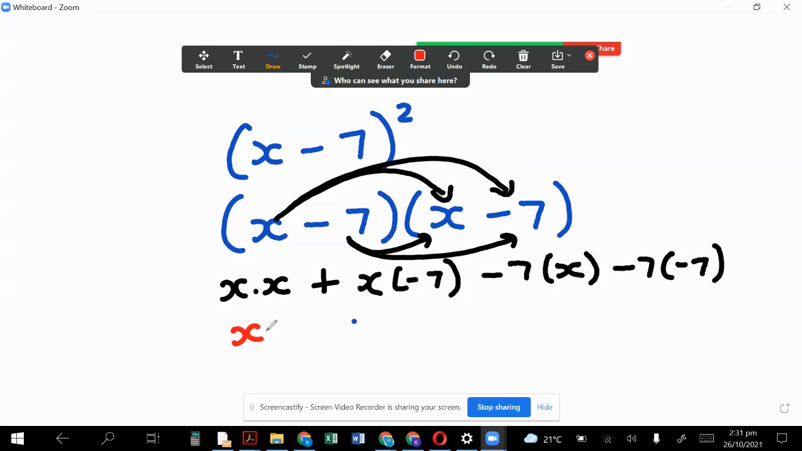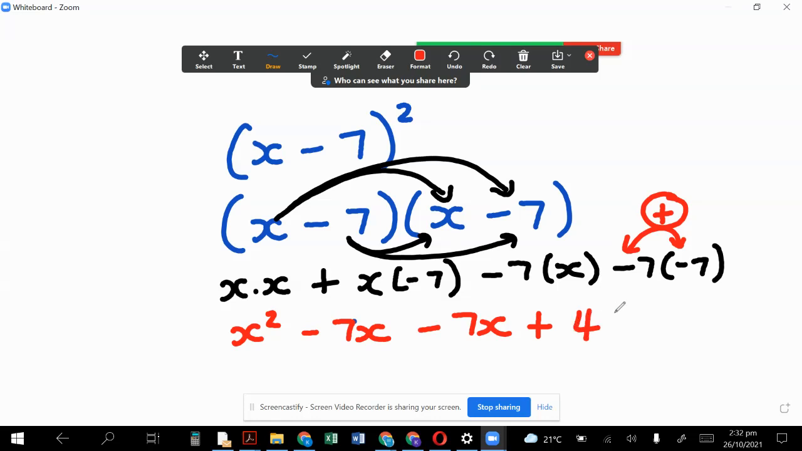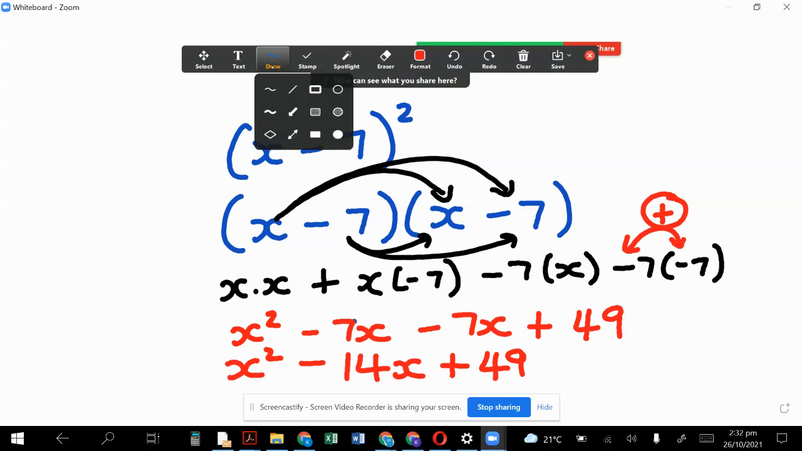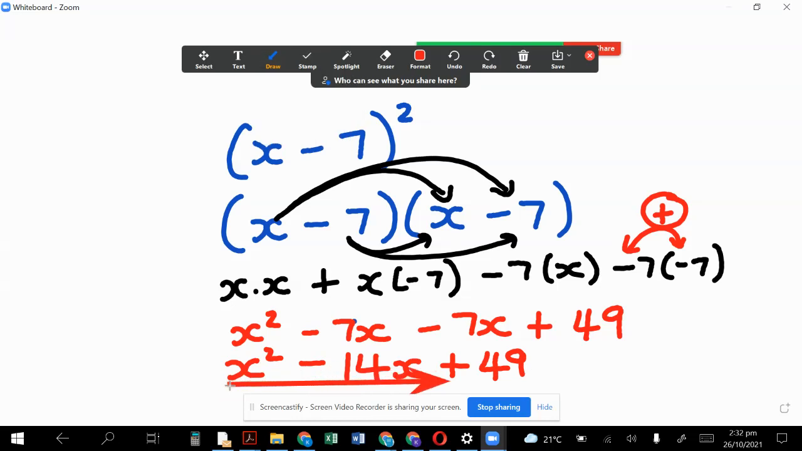x times x gives you x squared. Be careful of signs. Minus 7x, minus 7x again. And then minus and the minus will become a plus. So plus 49. Minus 7 minus 7 gives you minus 14x plus 49. And we're done. And that's the expansion of that bracket.